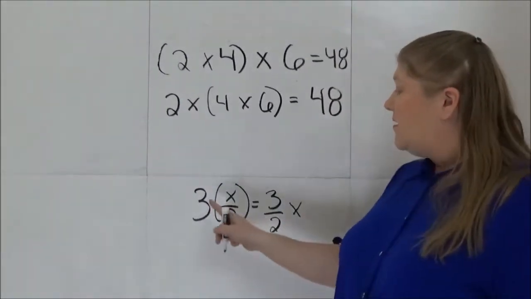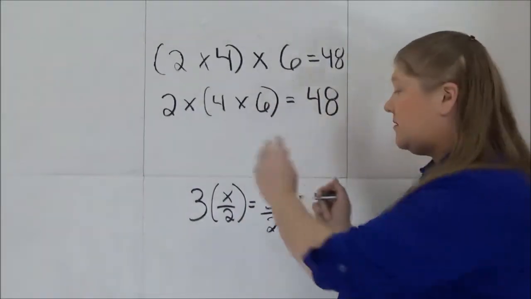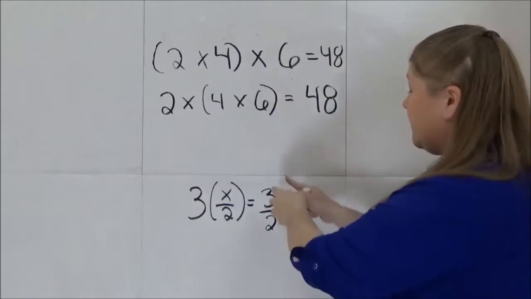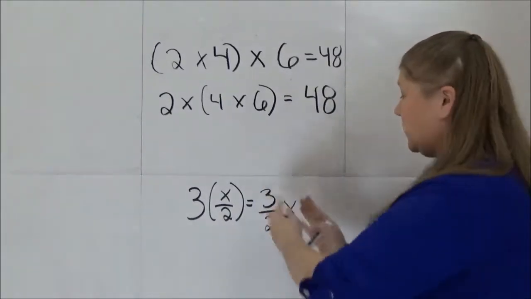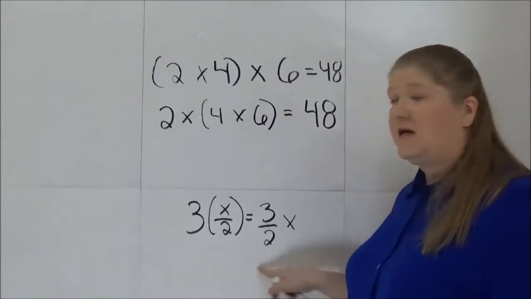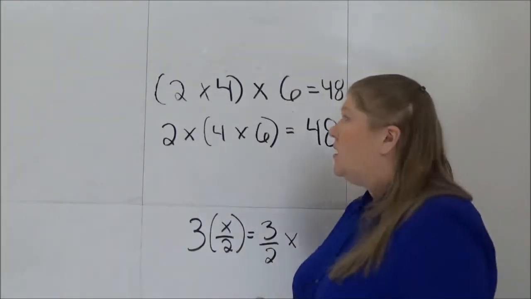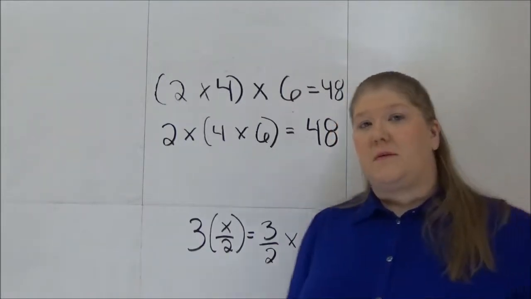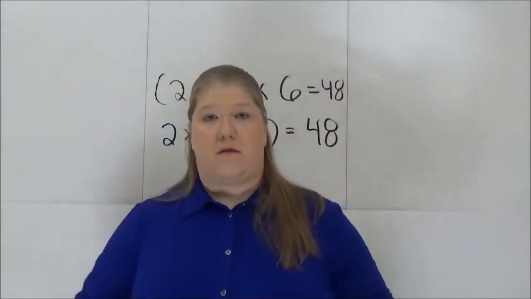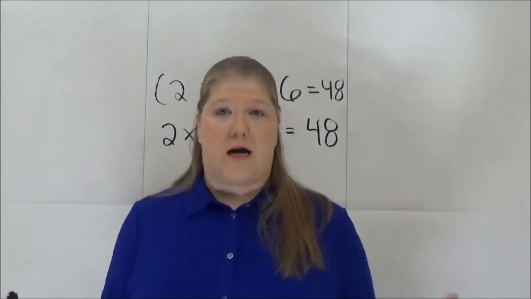Instead of having 1/2 times x as one grouping and then 3 on the outside, we have 3 times 1/2 as one grouping and the x over here. This is still an application of the associative property. Last but not least, we're going to do an example where we throw it all together, commutative and associative, mass hysteria. Let's see how that looks.